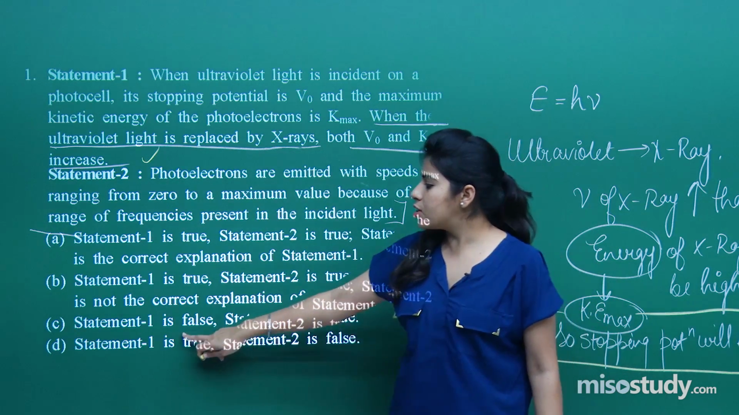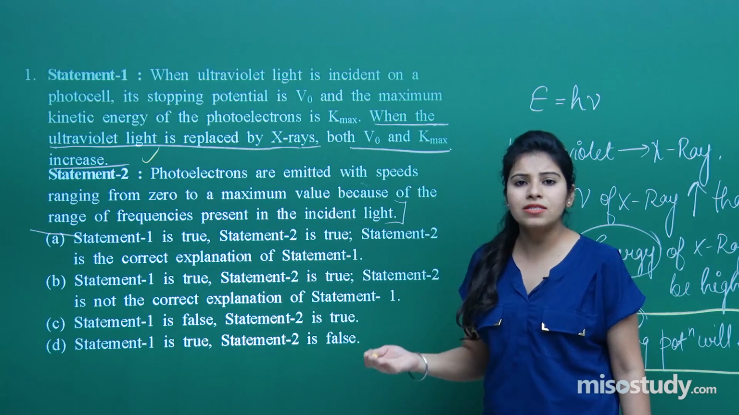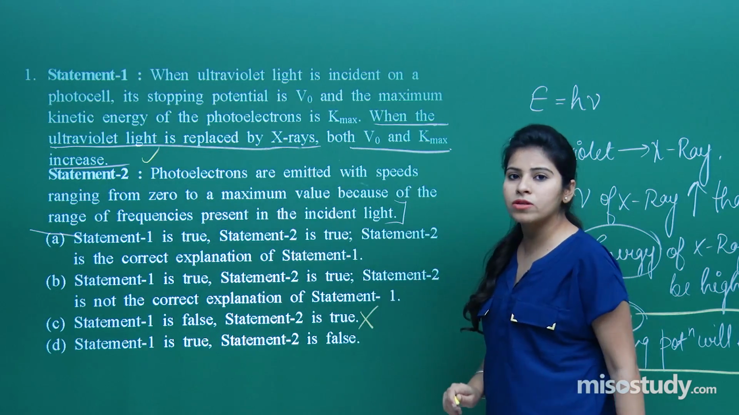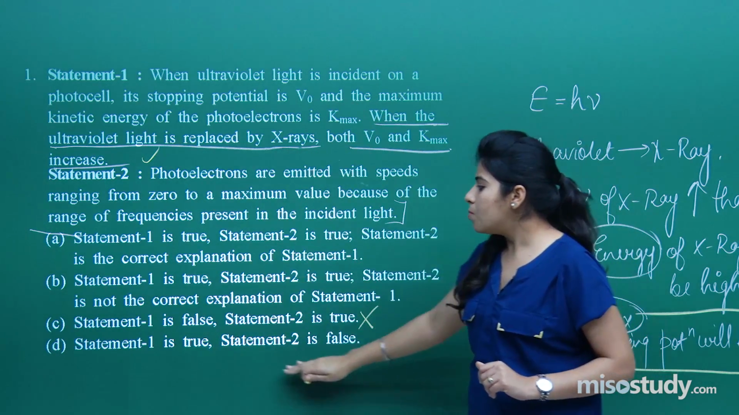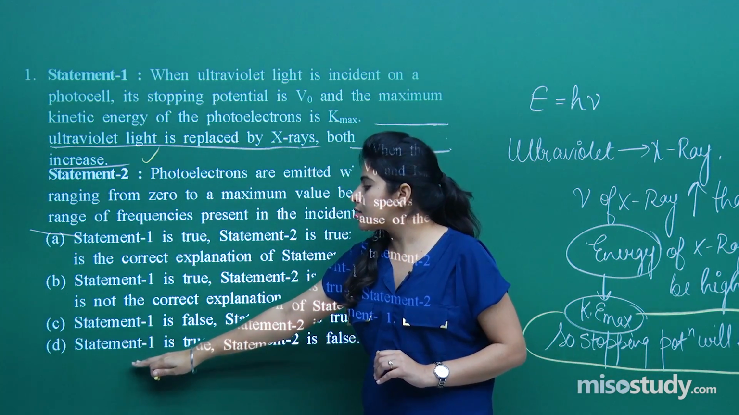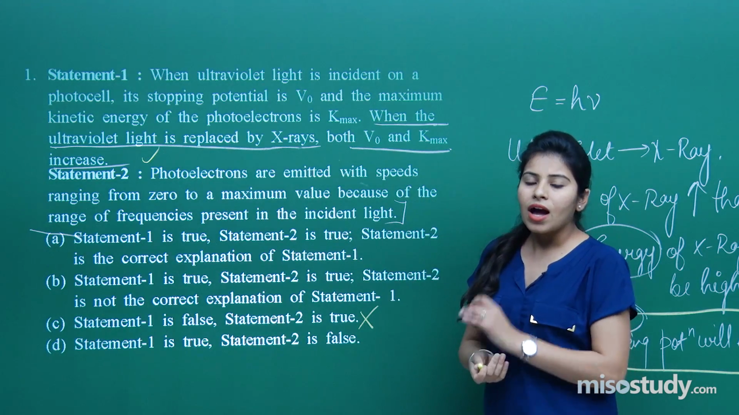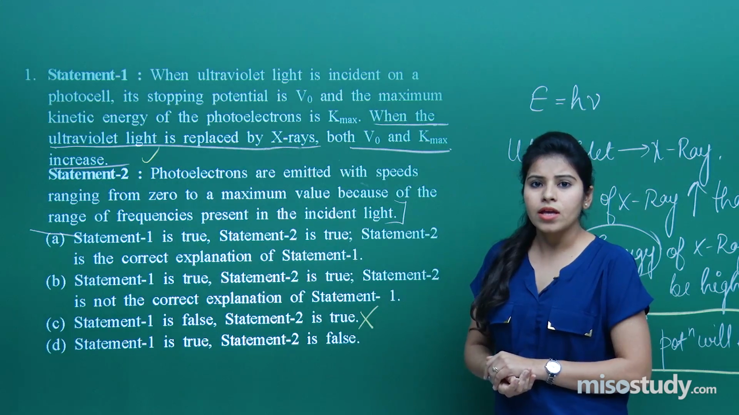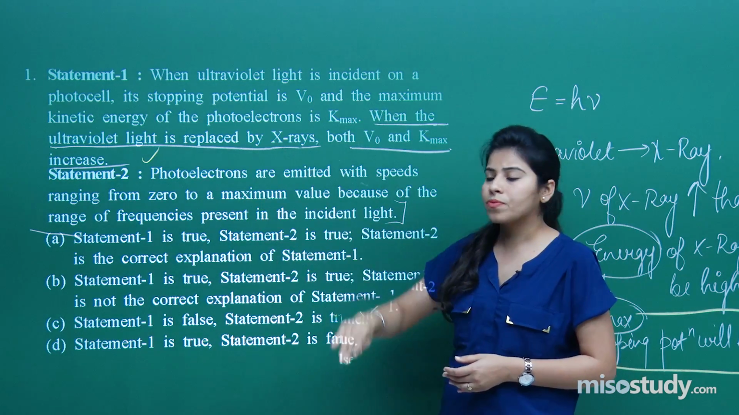But in option C, I can see statement 1 is false. So that means this option must be incorrect. I can totally ignore this option because I know that this statement is correct, right? Now, in this option, statement 1 is true and statement 2 is false. I have ignored one option from my question. Now let's see what statement 2 is.